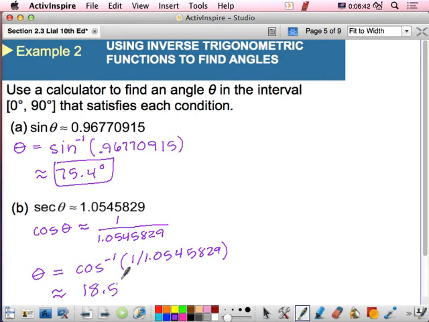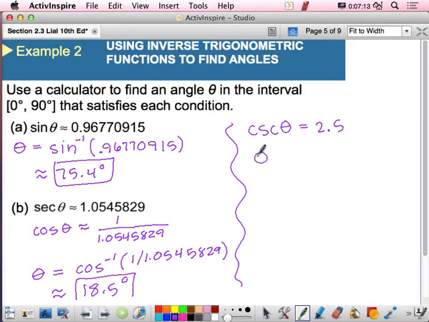So let's try a couple of others. Let's say I tell you that the cosecant of the angle is equal to 2.5. We'll make it easy. If I want to find the angle whose cosecant value is 2.5, how do I type that in my calculator?